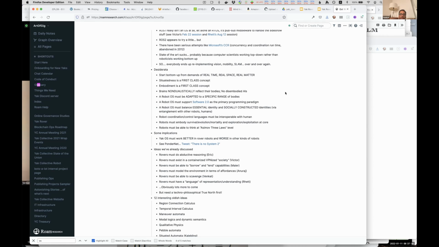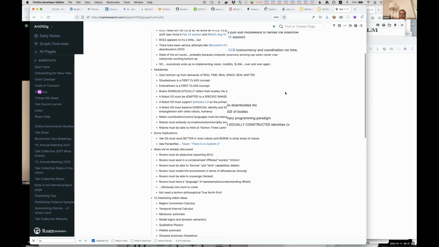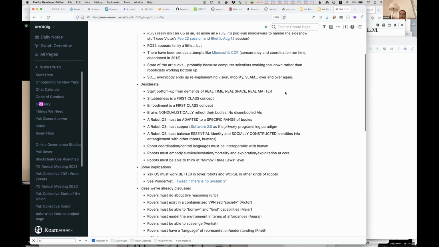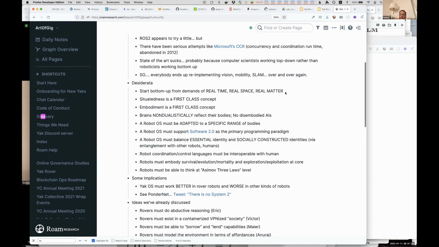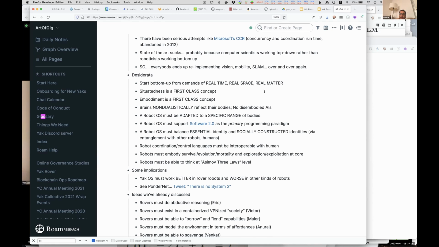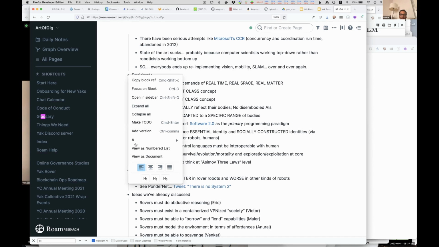So, for example, bottom up and situatedness makes a lot more sense for a rover because it's in an unpredictable wild environment, whereas it may not be as important for an assembly line robot for which the environment may be so controlled that you can just declare it. So that's an example of this being rover biased.